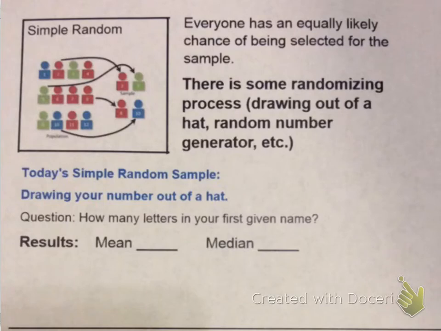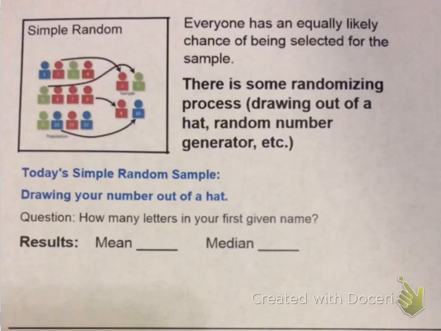All right, we're now to simple random. We're going to talk about what simple random is, and then the next one is stratified random. So simple random is everyone has an equally likely chance of being selected for the sample. So drawing someone's name out of a hat, or putting numbers in and drawing them from a number generator on the computer, that kind of thing. So simple random is where we're just going to try to grab them out as random as possible.